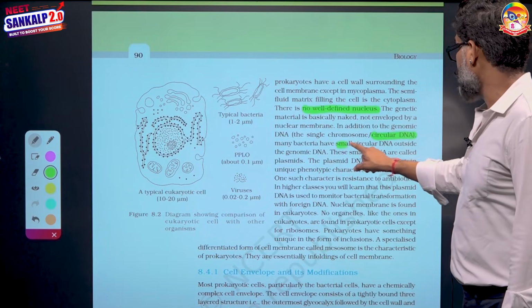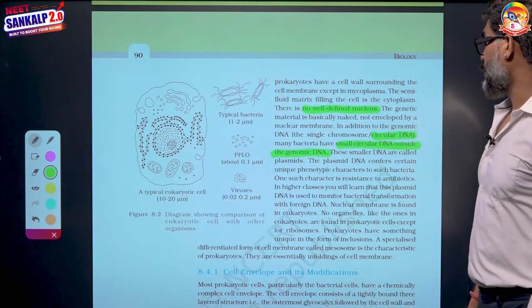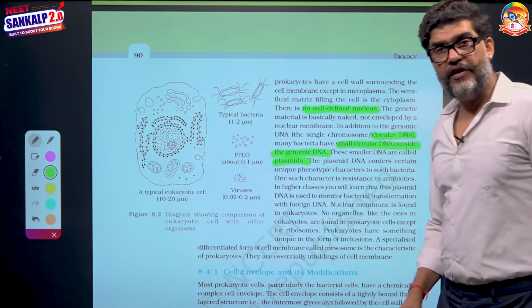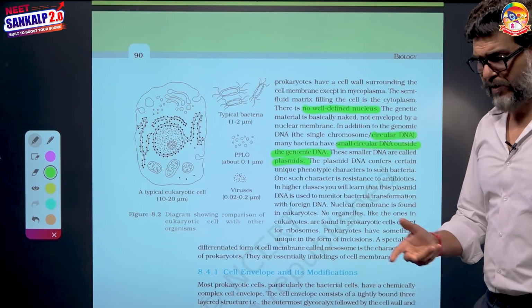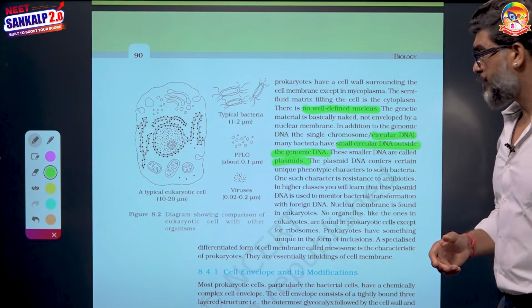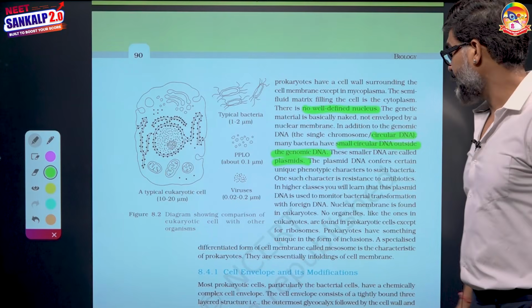Here it is mentioned that small circular DNA outside the genomic DNA are present. These smaller DNA are called plasmids. In recombinant DNA technology, the principle and procedure, you have studied about the plasmids which we used as a vector.